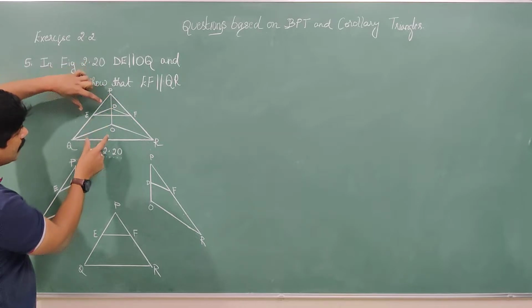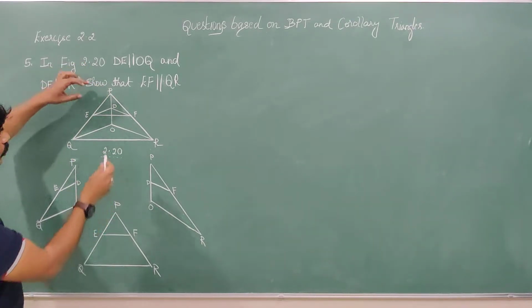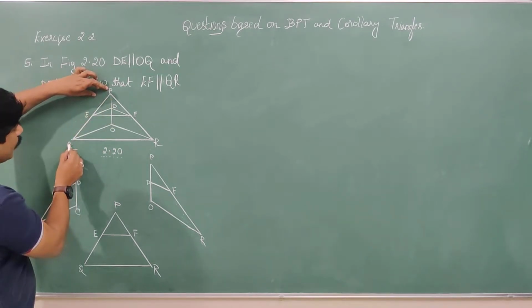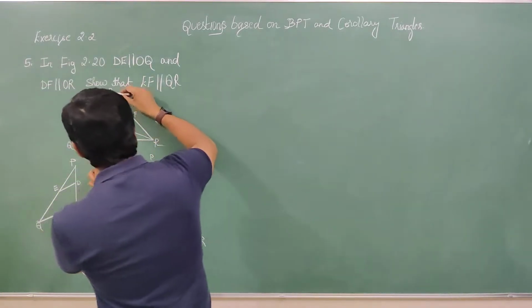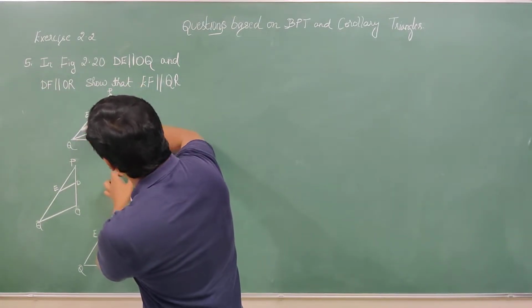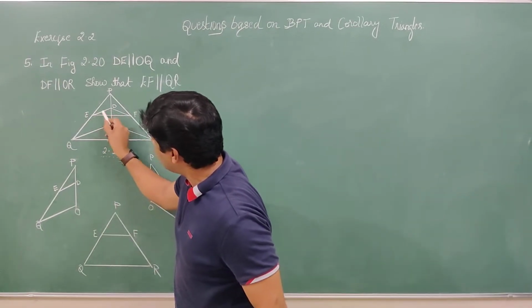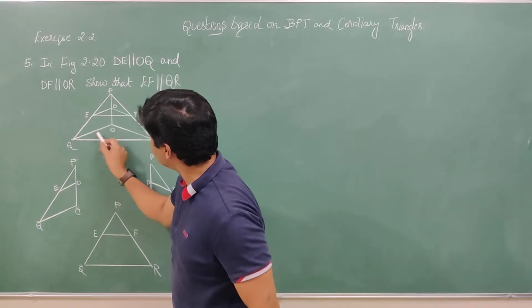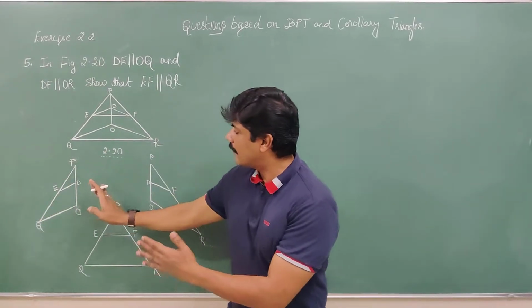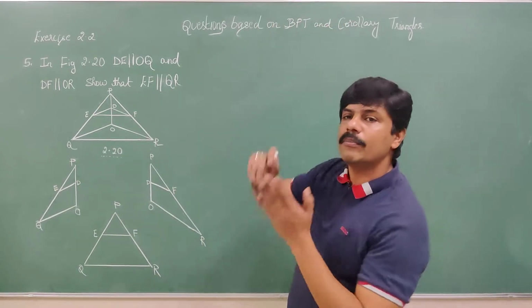DE is parallel to OQ. Therefore, this PQO triangle is separately removed and written here. See, this POQ triangle is removed and written where DE is parallel to OQ. Removed and kept. We have got one triangle so that we can easily apply BPT.